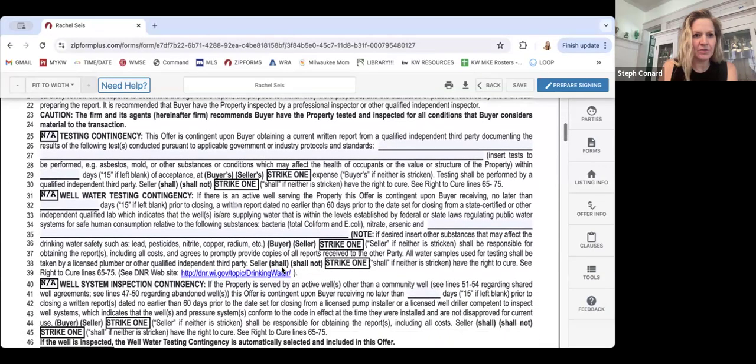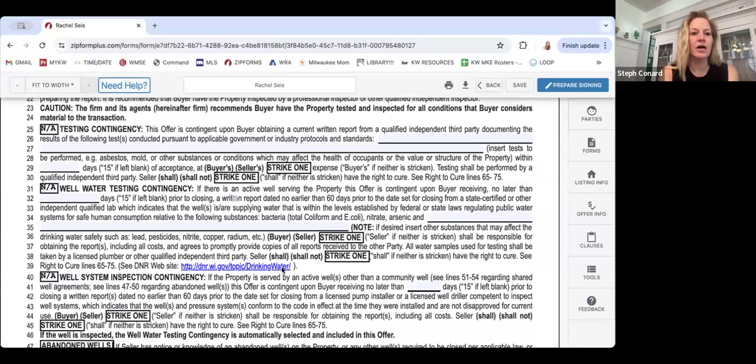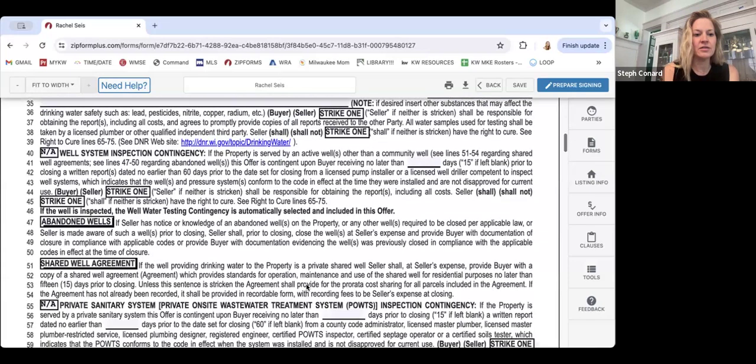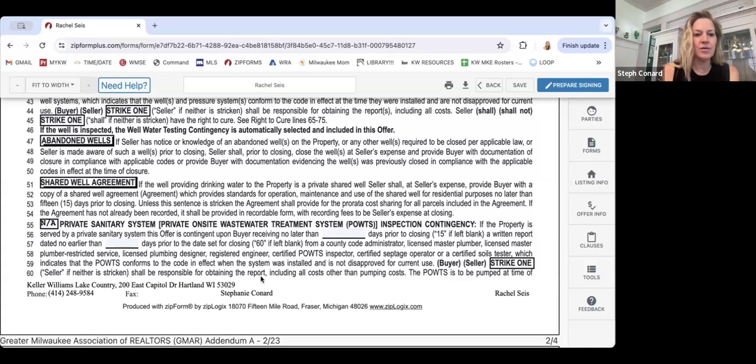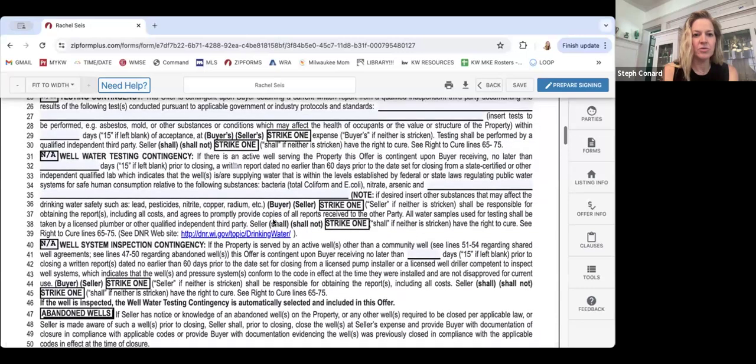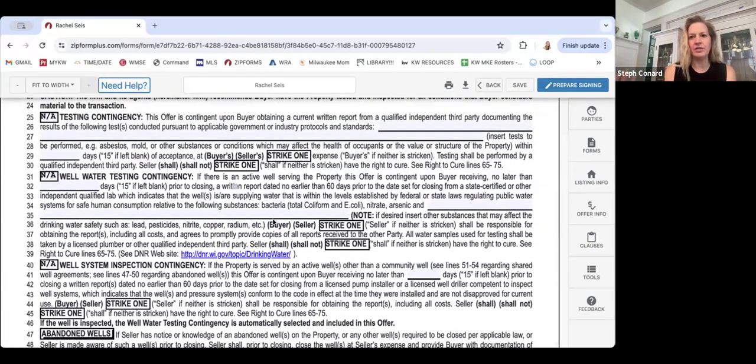Then the meat and potatoes of the Addendum A would be the testing contingencies and the well inspection contingencies, as well as the private sanitary system inspection contingency. So more often than not, when you think of the Addendum A, you're thinking of these contingencies. This is where you would put them versus the regular offer to purchase, as they are not included there.